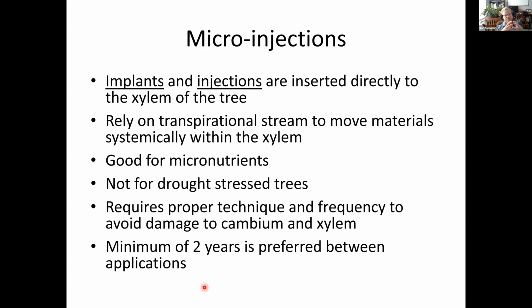Again, I talked about the trunk injections a little earlier, or alluded to them. They come in micro injections and macro injections. They are implants, or they could be an injection directly inserted into the xylem of the tree. So you're going to drill a very small hole. You're going to put a tube or a needle or something into that hole, and then through that you're going to push in whatever micronutrient or macronutrient the tree might need. It does rely on the transpirational stream to move material systemically within the xylem tissue.